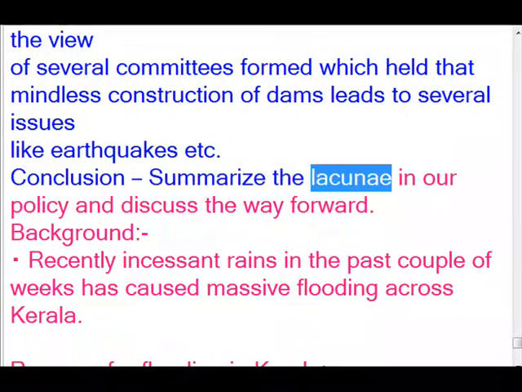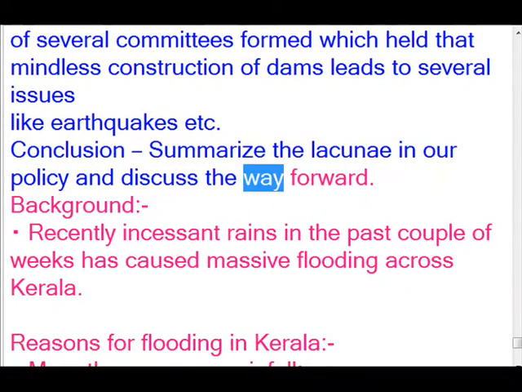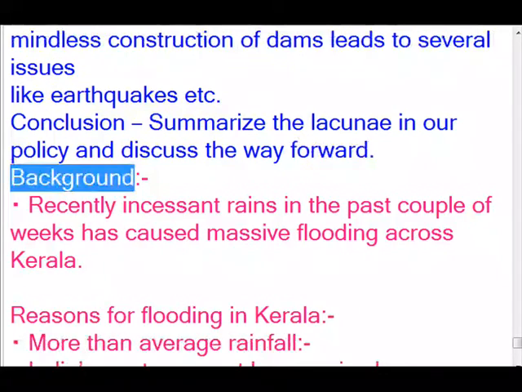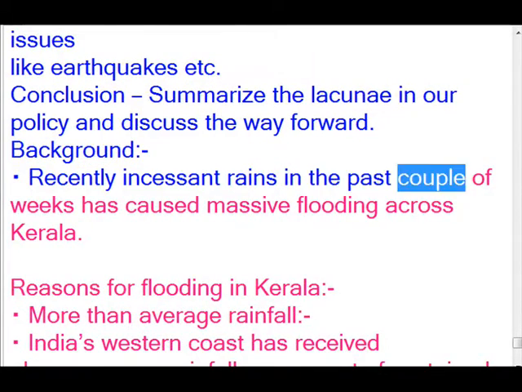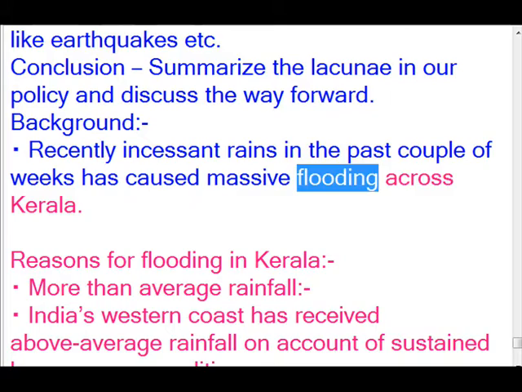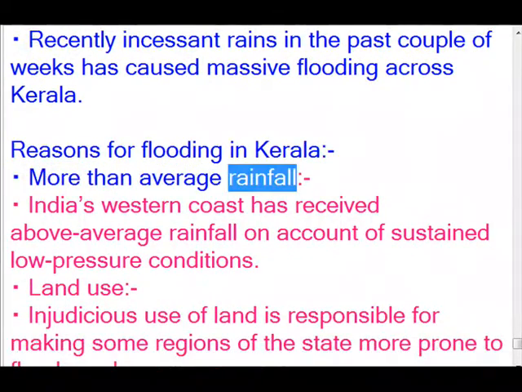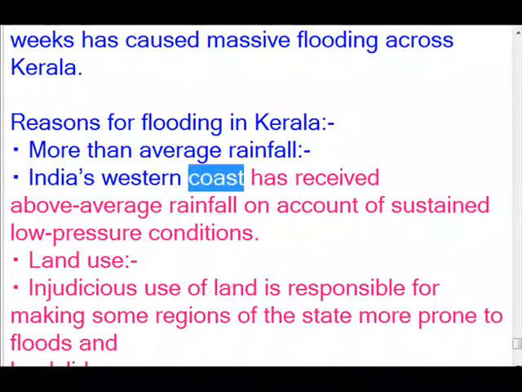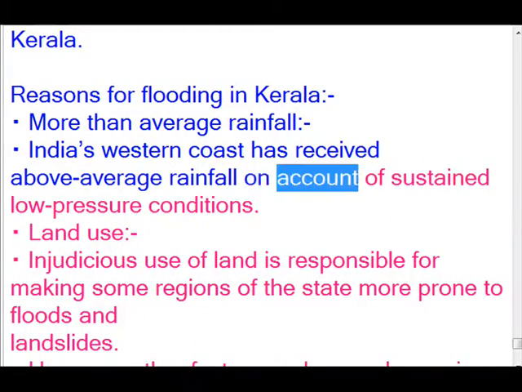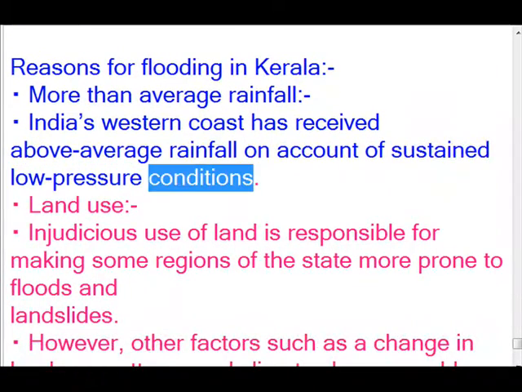Conclusion. Summarize the lacuna in our policy and discuss the way forward. Background. Recently, incessant rains in the past couple of weeks have caused massive flooding across Kerala. Reason for flooding in Kerala: more than average rainfall. India's western coast has received above average rainfall on account of sustained low pressure conditions.